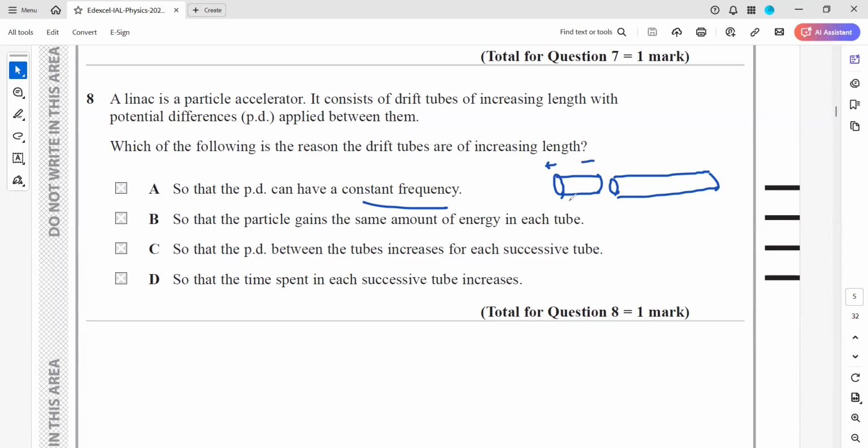Like plus minus becomes minus plus in 2 seconds. So here also plus minus becomes minus plus in 2 seconds. So every tube should take the same time interval. So we can apply a potential with a constant frequency. So when it switches, it will receive the same potential and accelerate between the two cylindrical tubes.